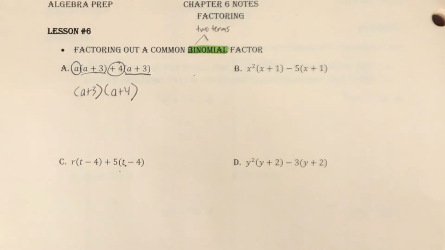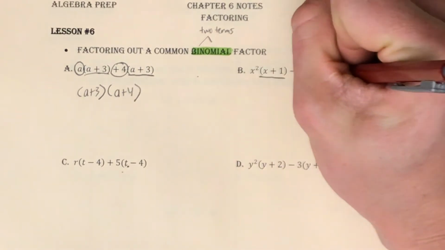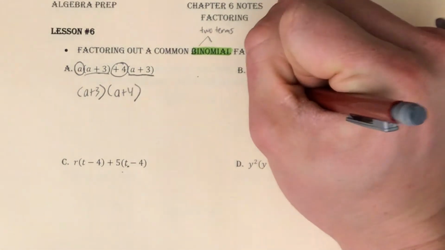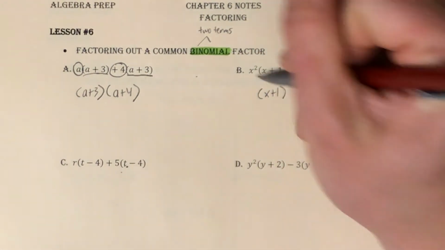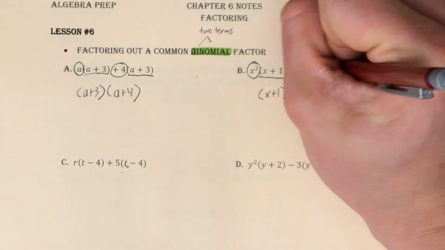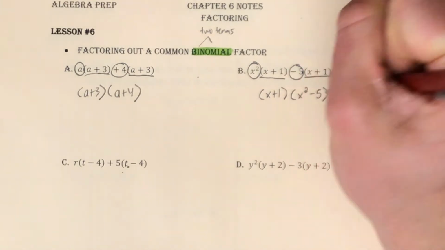So let's take a look at the second example B. We've got x squared times the binomial of x plus 1 minus 5, or negative 5, times the binomial of x plus 1. Now again, for this to work, those parentheses have to be the exact same, which in this case, again, they are. Both are x plus 1. So that becomes our first parenthesis, so x plus 1. And then what's left over outside of the parentheses, x squared and negative 5, become our second parentheses, so x squared minus 5.